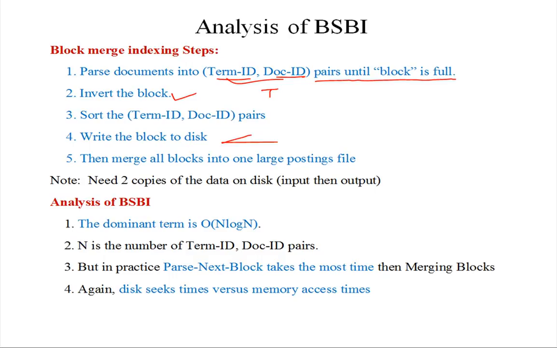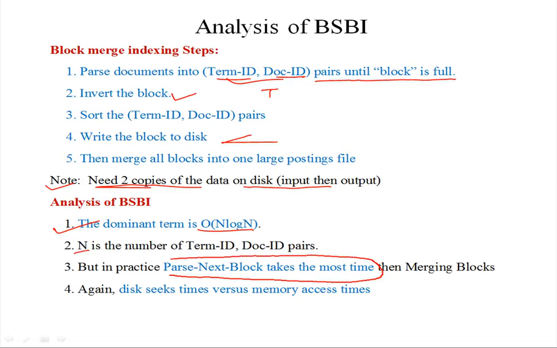But the problem is that it needs two copies of the data on the disk, input and then output. The dominant term is O(n log n). It will require n log n operations, where n is the number of term ID and document ID pairs. But in practice, parsing the next block takes most of the time.